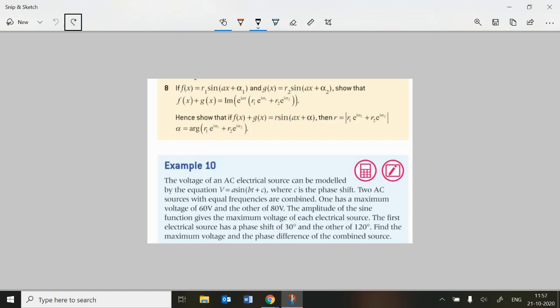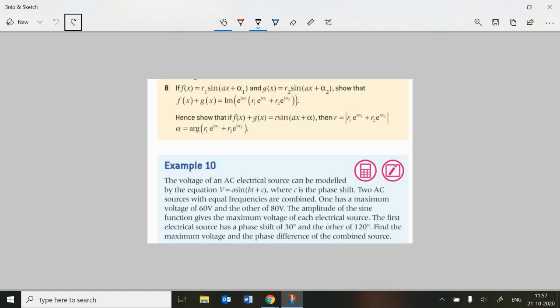Well, one is 60 and one is 80. Okay, so one is 60 and one is 80. Now, the amplitude of the sine function gives the maximum voltage of each electrical source. First electrical source has a phase shift of 30 and the other has a phase shift of 120.